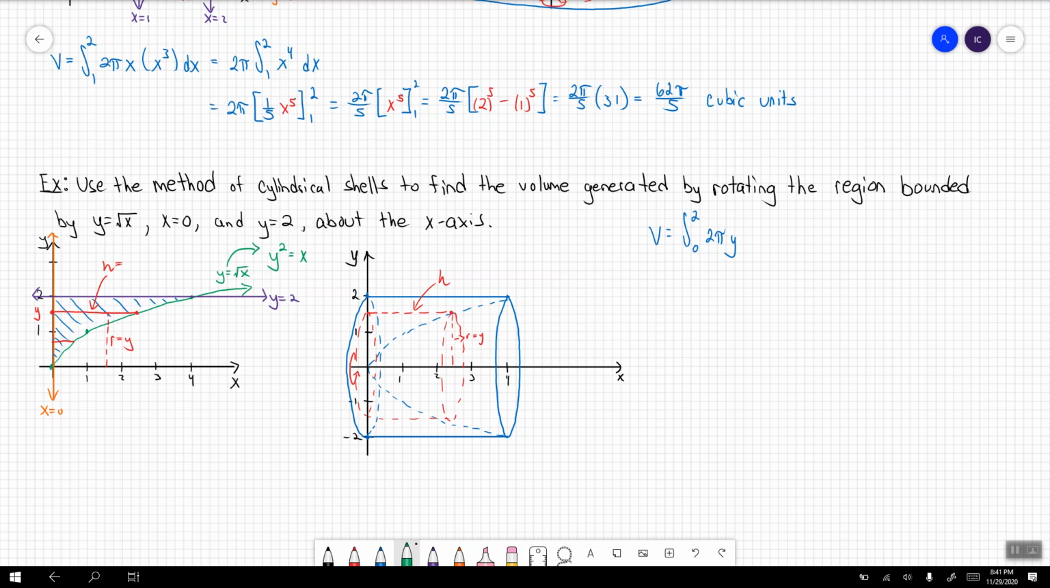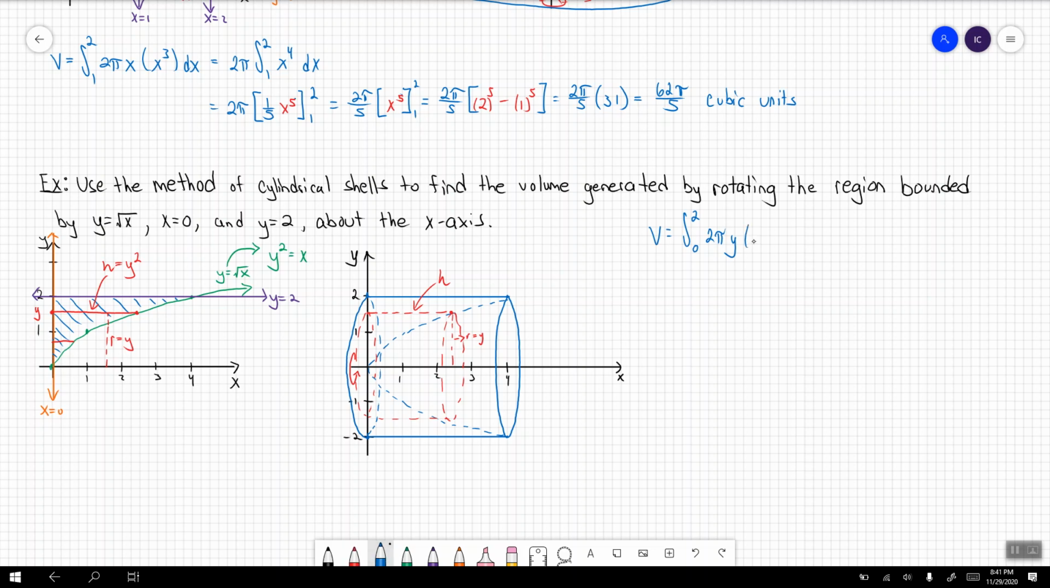So in other words, I'm integrating with respect to y, which means I need to convert y is equal to square root of x into a function in terms of y, and this is how we do it. We get x is equal to y squared. Therefore, our height is just y squared.